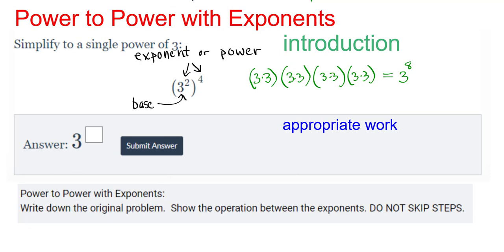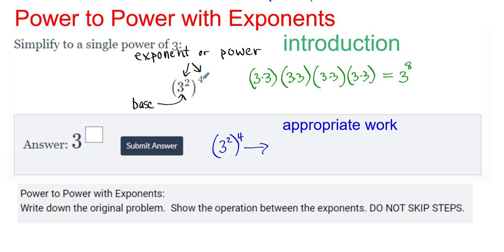Now, we want to go ahead and show some appropriate work for this. And what I'm going to do is switch over to blue. I'm going to rewrite the original problem. And the original problem is going to be 3 squared inside parentheses. And then it has a power or an exponent of 4 on the outside. Well, if we look over here, what would I do with the 2 and the 4 to ultimately get 8?